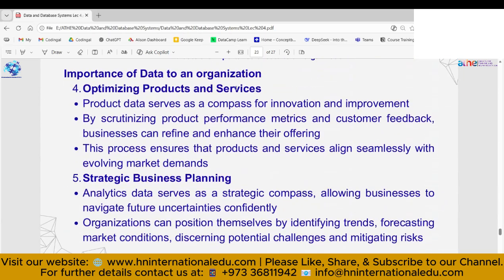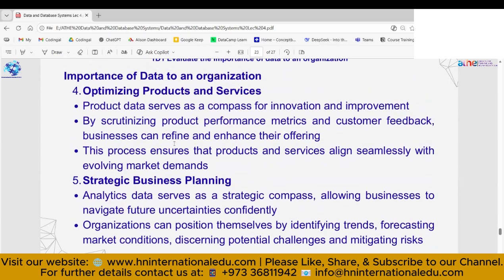Then next is optimizing product services. So product data serves as a compass for innovation and improvement. By scrutinizing product performance metrics, like how your product is performing with the customers, and looking at your customer feedback, which is very important as a business owner, businesses can refine and enhance their offering. And in the case of, let's take the example of online businesses.